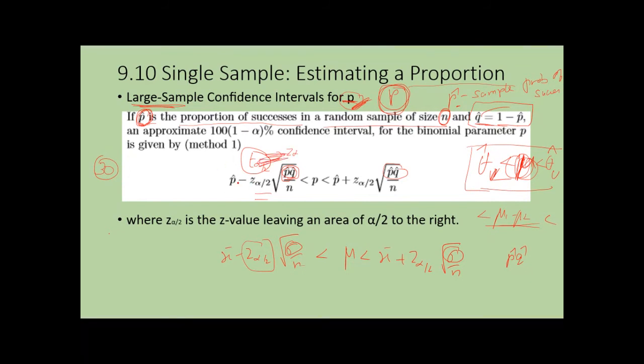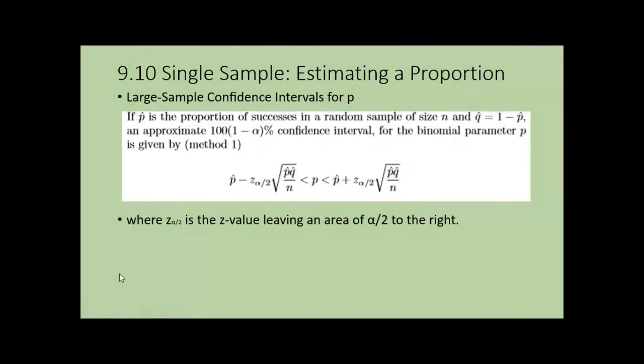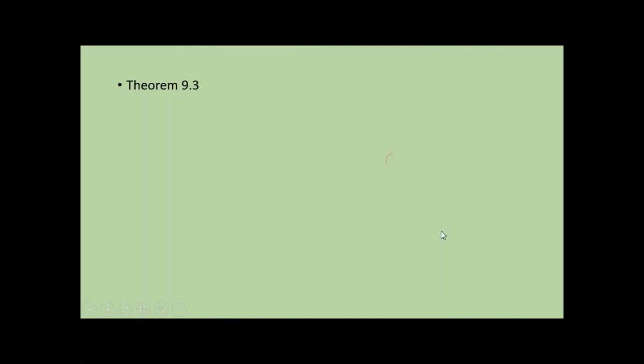Now P cap will be given as follows. Instead of x bar, you will get only the probability of success of the sample. So P cap, you will get from n, you have to find Q cap and then use this formula. So this is the formula for single sample estimation of the probability proportion. And obviously you know Z alpha by 2 is the Z value leaving an area of alpha by 2 to the right side of the curve.